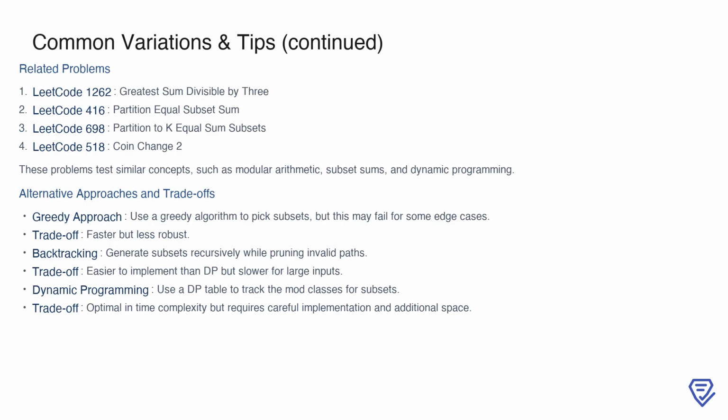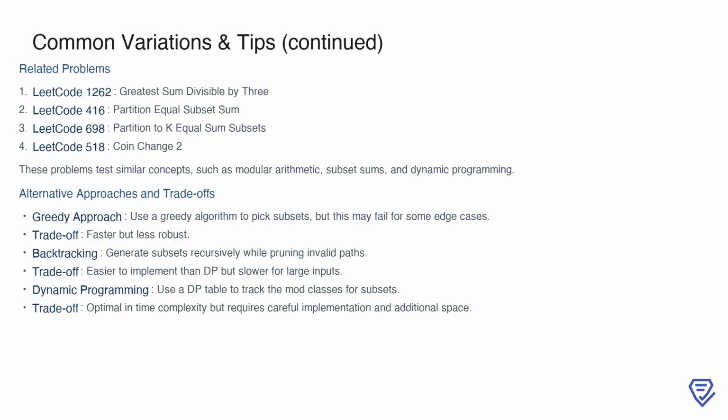This problem is closely related to several other LeetCode challenges that involve similar concepts. For instance, LeetCode 1262, greatest sum divisible by 3, also deals with modular arithmetic and optimizing subsets. LeetCode 416, partition equal subset sum, and LeetCode 698, partition to k equal sum subsets, test your understanding of subset sums in dynamic programming. Finally, LeetCode 518, coin change 2, explores ways to generate combinations that meet specific criteria, which can be helpful in understanding how to approach subset problems systematically.